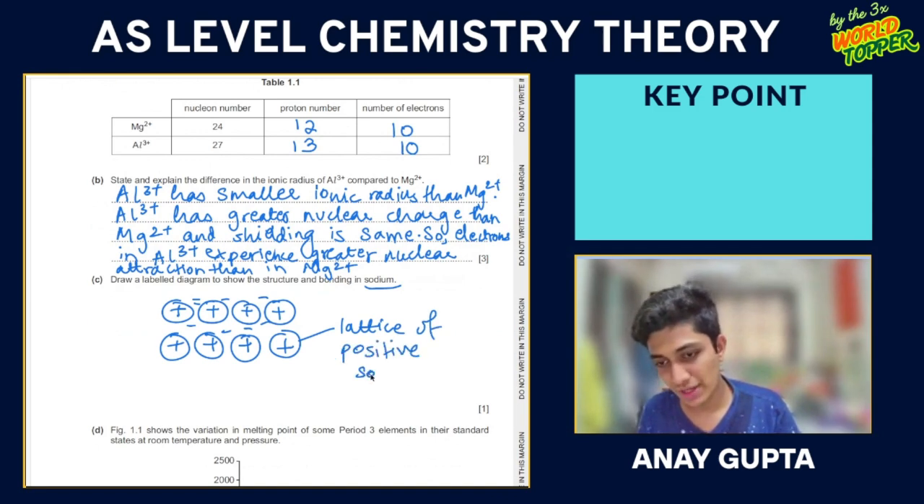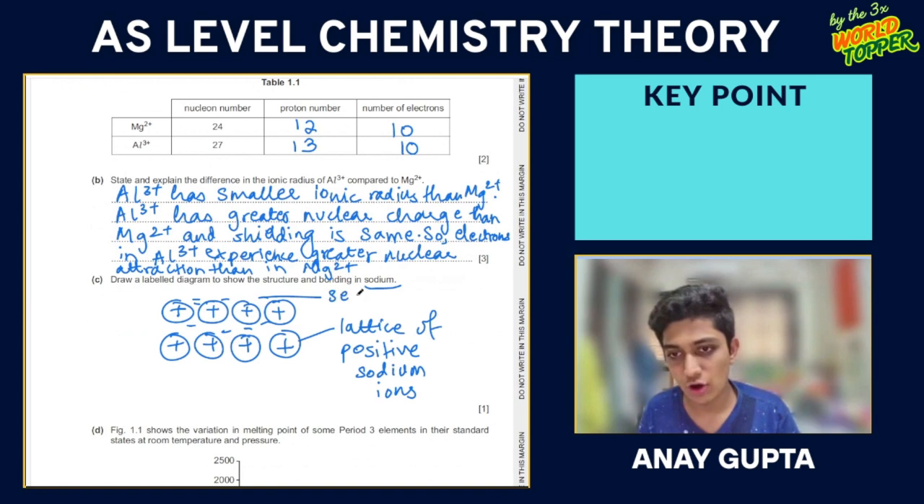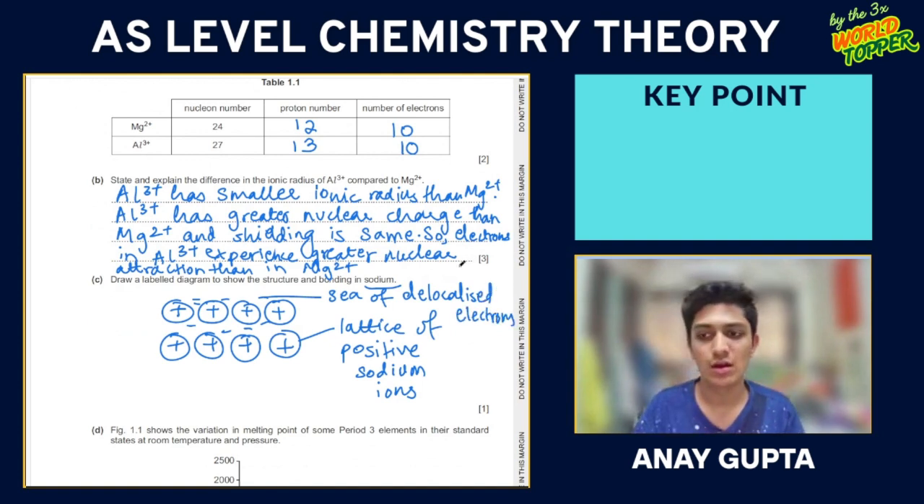Positive sodium ions. And I can draw a line here and say sea of delocalized electrons. This will fetch me my 1 mark.